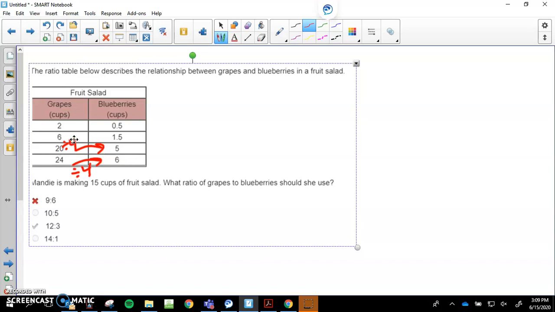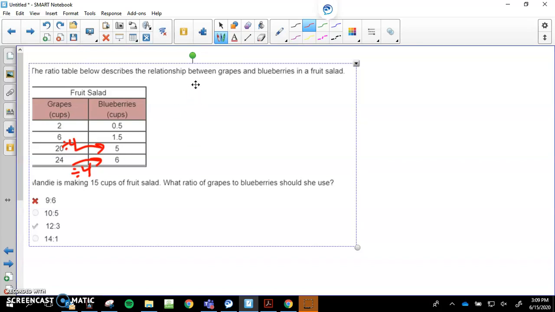Okay? So let's keep looking at each one, right? Trying to go from each kind of thing there. It says Mandy is making 15 cups of fruit salad. What ratio of grapes to blueberries could she use? So we notice that we want to keep that there. So that's one pattern that we notice.